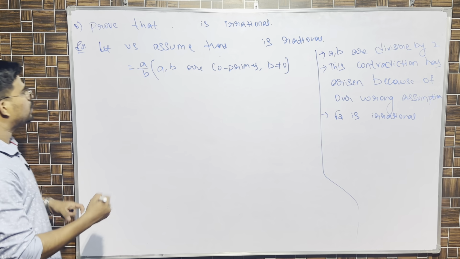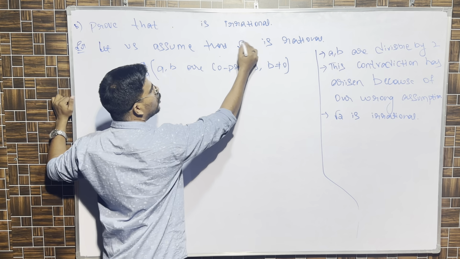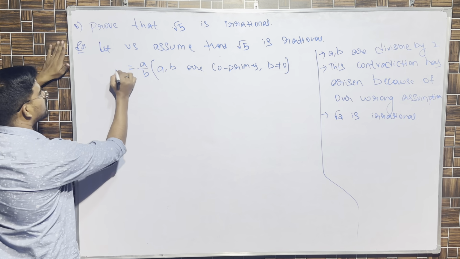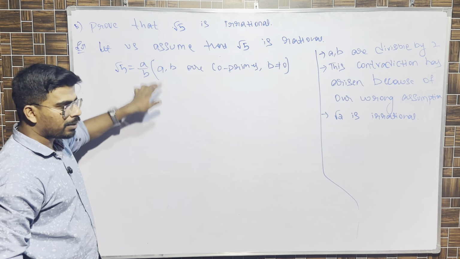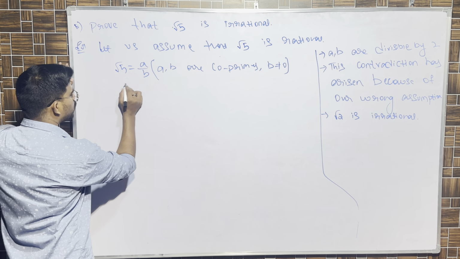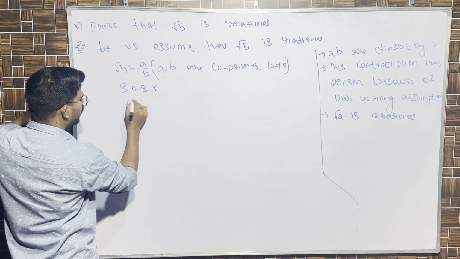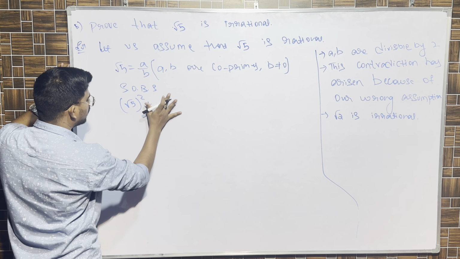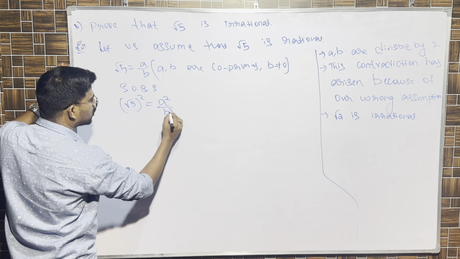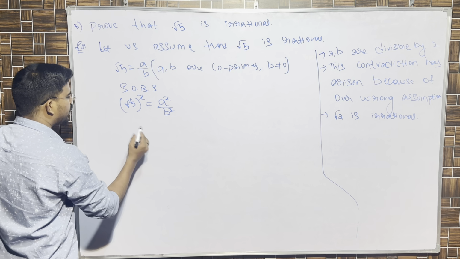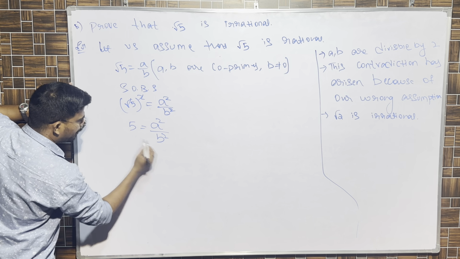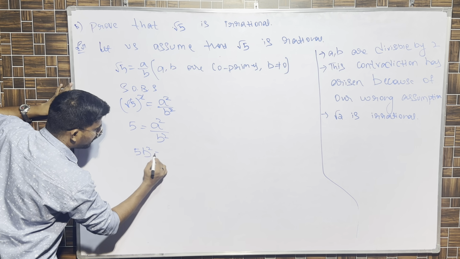Okay, chalo. Let us assume that root 5 is rational. If it is rational, we can write it in the form of a by b, so a comma b are coprimes and b should not be equal to 0. The same way, squaring on both sides, root 5 whole square is equal to a square by b square, or a by b whole square, which is again a square by b square. Square root gets cancelled. It is 5 is equal to a square by b square. B I'll take here. It is 5b square is equal to a square.